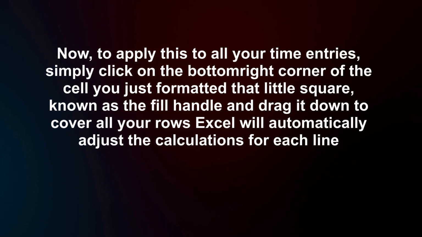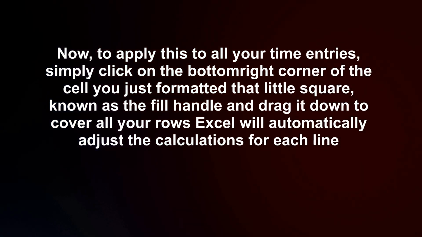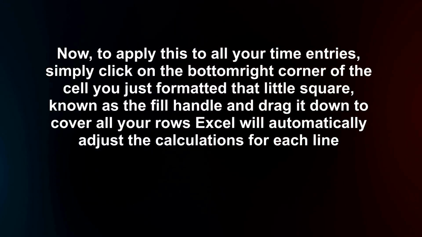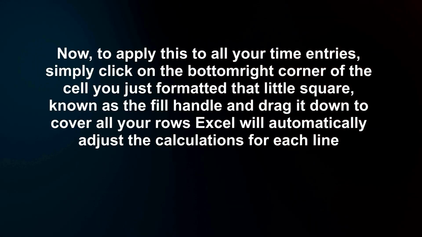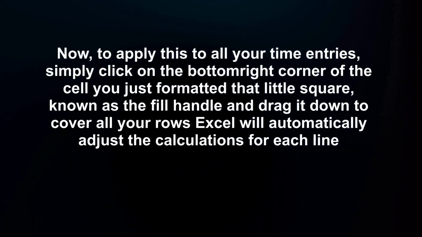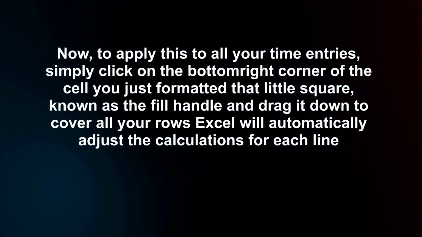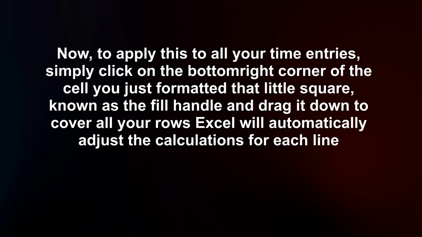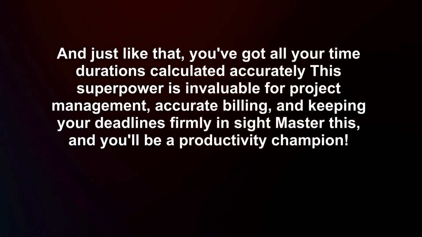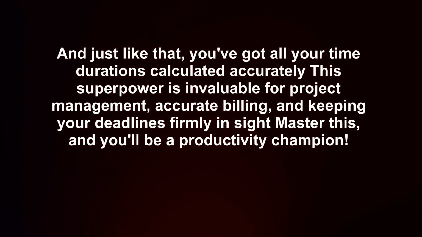Now, to apply this to all your time entries, simply click on the bottom right corner of the cell you just formatted, that little square, known as the fill handle, and drag it down to cover all your rows. Excel will automatically adjust the calculations for each line. And just like that, you've got all your time durations calculated accurately.